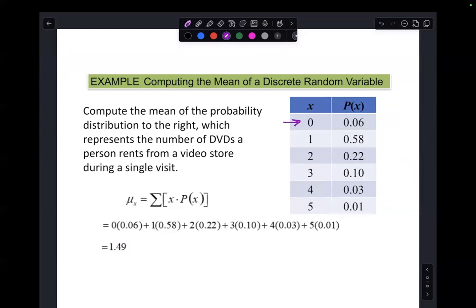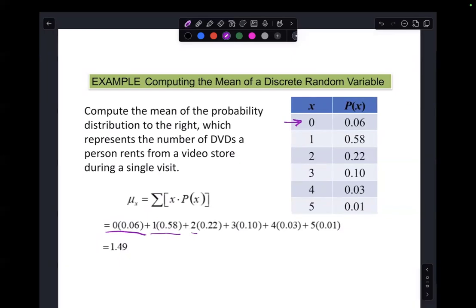You take the data value, multiply it by the probability, and then add them all together. Technically you don't need to show this one, but I always do because it's a good habit to be in. So I have 0 times the 6%, 1 times the 58%, and each of the outcomes multiplied by their probability, and then you add them all together.